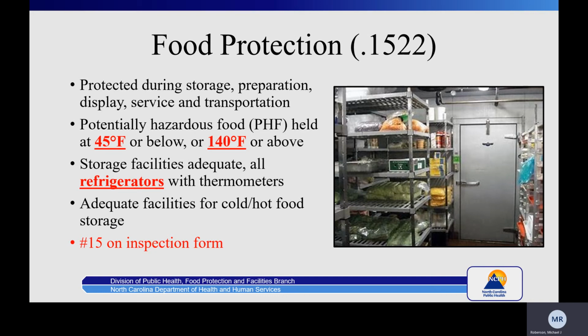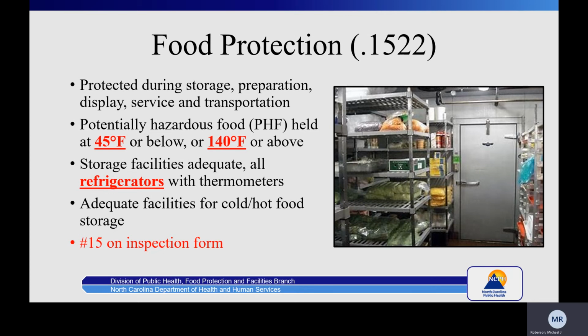Another thing to remember under the 1500 rules is that refrigerated facilities need to be adequate for the amount of food that they're storing there. If you look at the picture, we've got an adequate amount of space for the food being stored in that facility, but the rules only require thermometers in refrigerators. So that's why I've got that highlighted on the slide. We can't enforce them to have thermometers in the freezer areas. The thermometers are only required in the refrigerators.